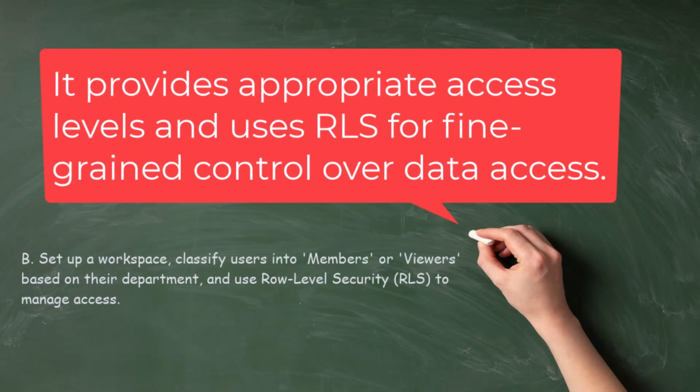The correct answer is B. Here's why. Set up a workspace, classify users into members or viewers based on their department, and use row-level security (RLS) to manage access. It provides appropriate access levels and uses RLS for fine-grained control over data access.